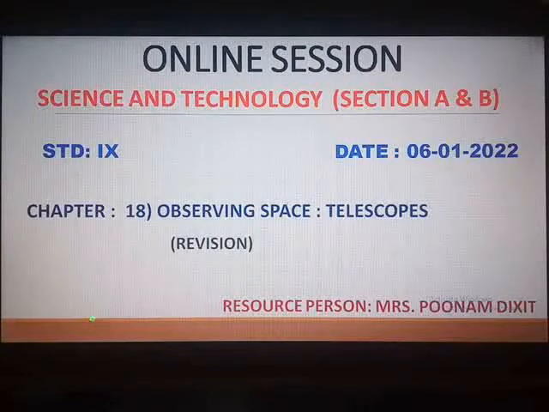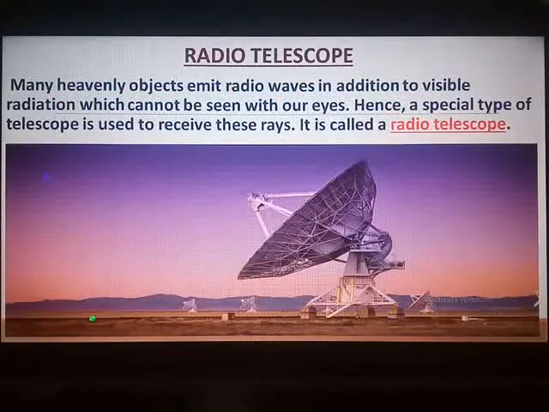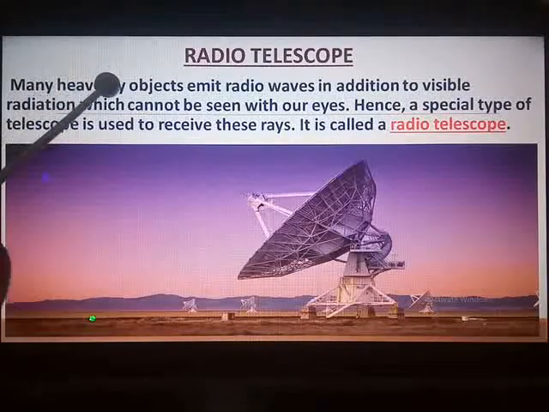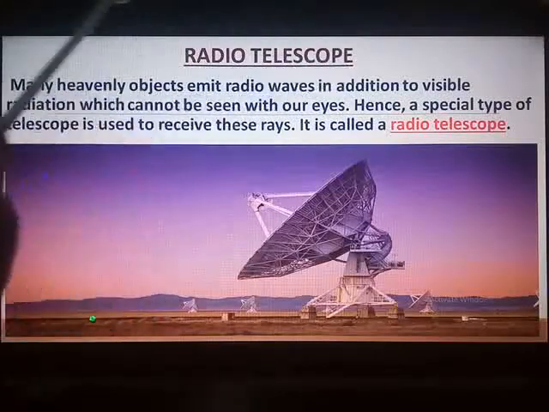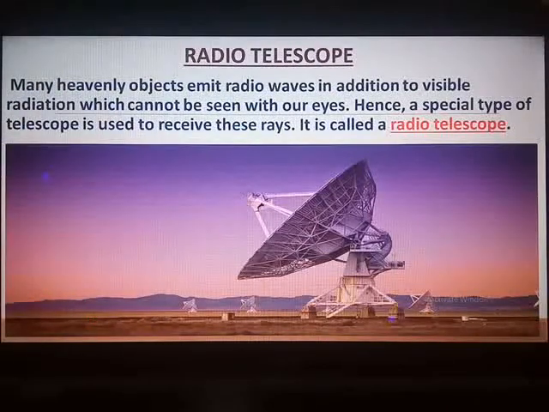The next type of telescope which we are going to study today is the radio telescope. I have told you that different heavenly objects emit different types of waves. They emit radio waves, microwaves, infrared waves, ultraviolet waves. Out of these, we are going to study the radio waves. Many heavenly objects emit radio waves in addition to the visible radiation.